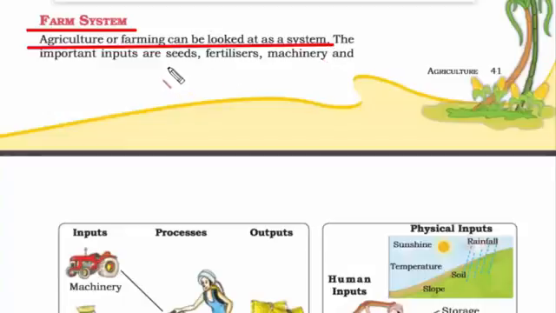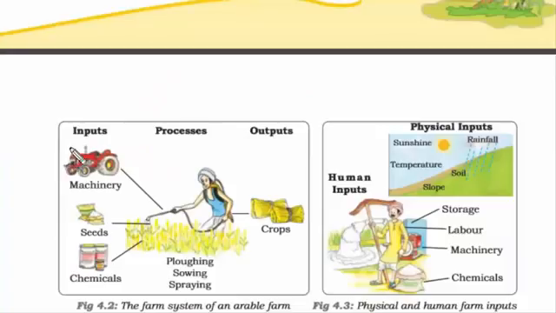So for example, for farming, we need seeds, fertilizers, machinery and labor. They are nothing but inputs. If you look at this picture, you can see the inputs that are required for agriculture: chemicals, seeds and machinery. And then you have a process. That means, what do we do with the inputs? How do we use them? That is nothing but plowing, sowing and spraying.